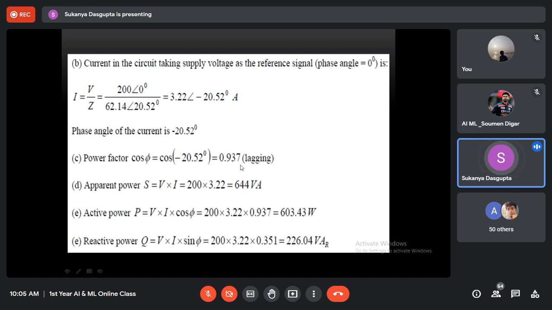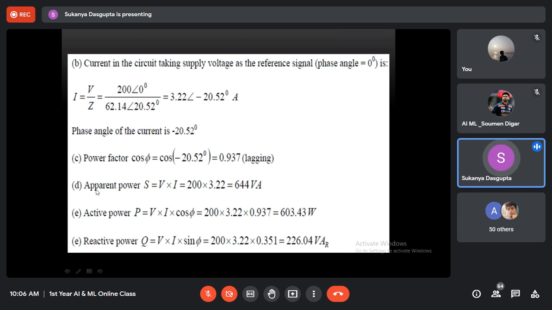So cos phi is the cosine of 20.52 degree, which is 0.937. Since you have understood that the current is lagging the source voltage by this angle, we can write within brackets that it's a lagging type power factor, right?